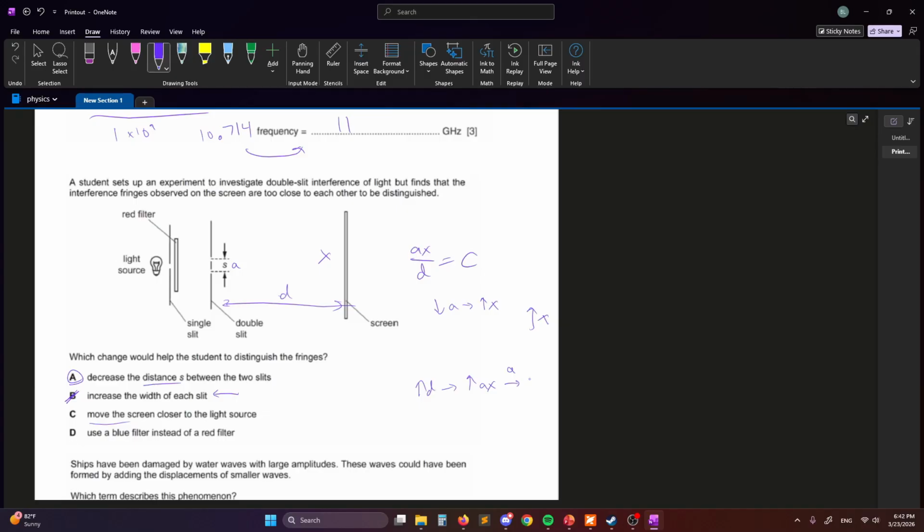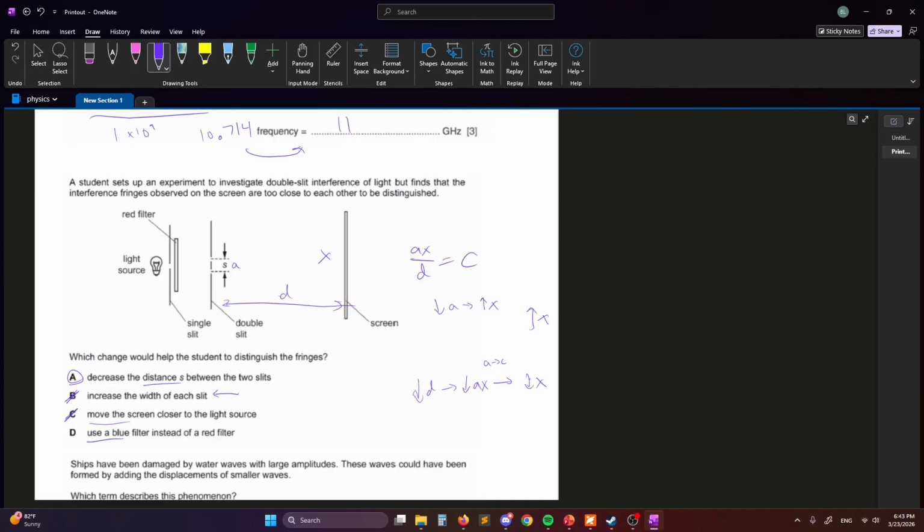So the fringes, wait. Sorry. I just realized what I did. Okay, so this is wrong. I'm just tweaking. Sorry. So it's not an increase in distance, it's a decrease in distance. No wonder this is wrong. So since there's a decrease in distance, that means there's a decrease in AX. But remember that A is constant. So then we have to ultimately decrease X, which is not what we want, right? That's the opposite of what we want.